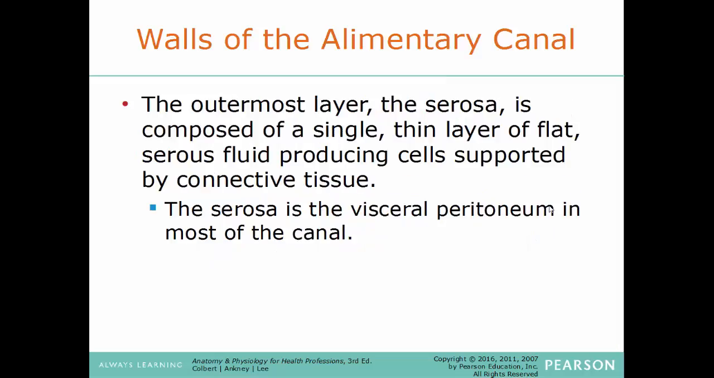The outermost layer, the serosa, is composed of a single thin layer of flat serous fluid producing cells that are supported by the connective tissue. And the serosa is the visceral peritoneum of most of the canal.